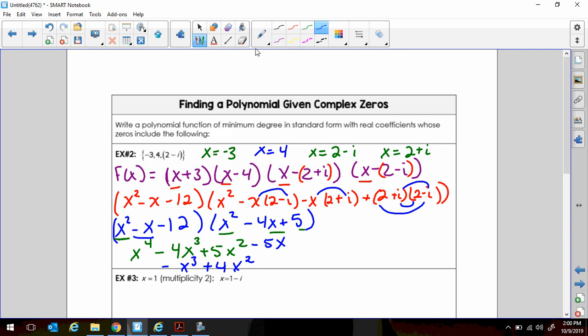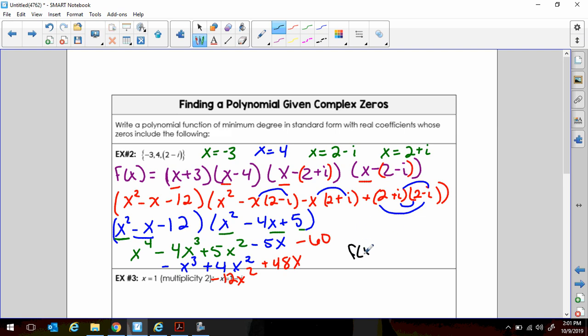Alrighty, now I'm going to go to red and do 12. Negative 12 times x squared is a negative 12x squared. And then negative 12 times 4x is a positive 48x. Negative 12 times a positive 5 is a negative 60. Minus 60. Alright, so I tried to just put them underneath one another so I can combine them easier. So you don't have to do that.